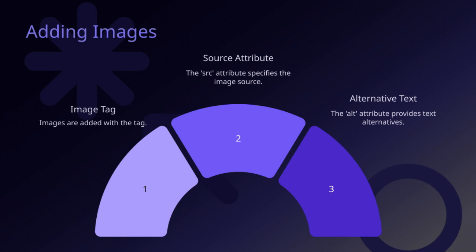Another crucial attribute is the alt attribute. This provides alternative text for the image, which is especially important for accessibility. If the image can't be loaded for some reason, or if someone is using a screen reader, this text will describe the image's content. So, in summary, when adding images, we always use the image tag with the src attribute to point to the image file and the alt attribute to give a descriptive text alternative. These elements help ensure our web content is both visually appealing and accessible to everyone.